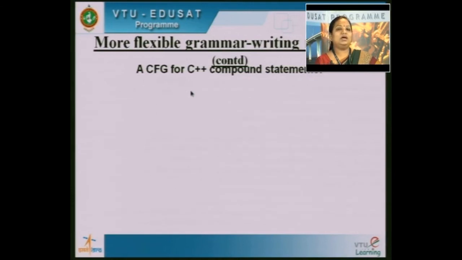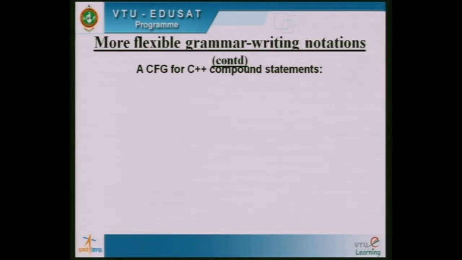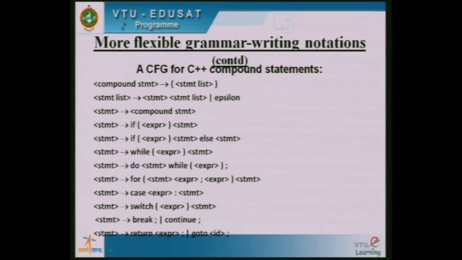Even in a context free grammar for C++ compound statements, one more example wherein all these non-terminals are represented in angular brackets. Terminals are like if, opening parenthesis, closing parenthesis, while, do, for. So, this is one more case wherein we go for writing the non-terminals in the angular bracket.